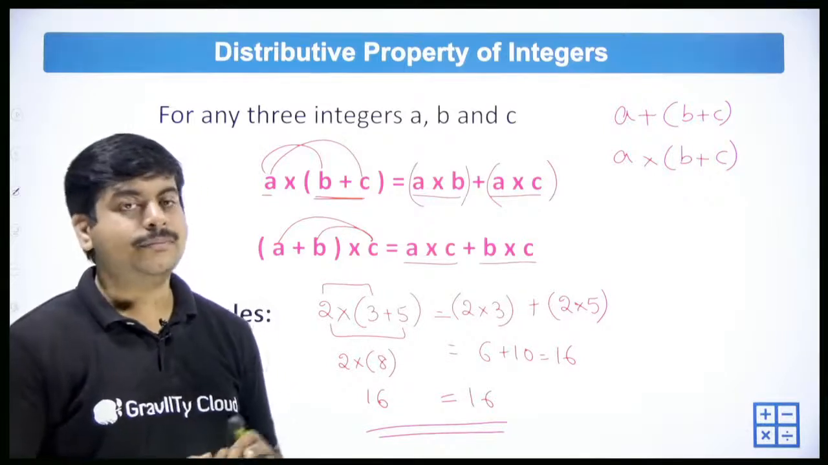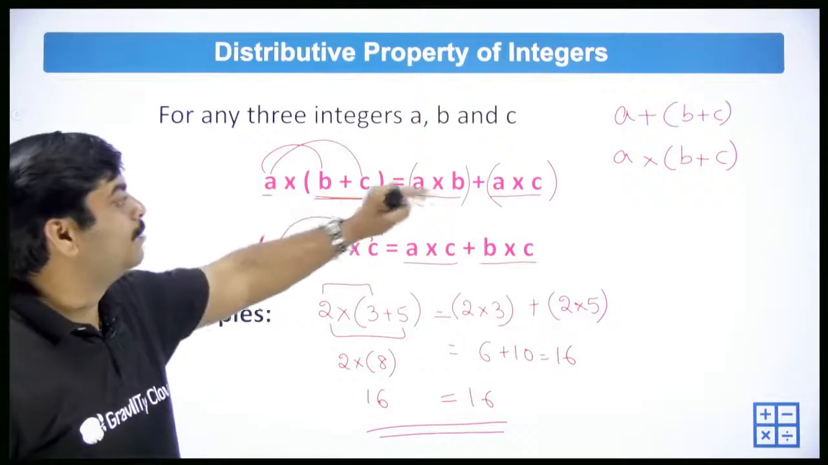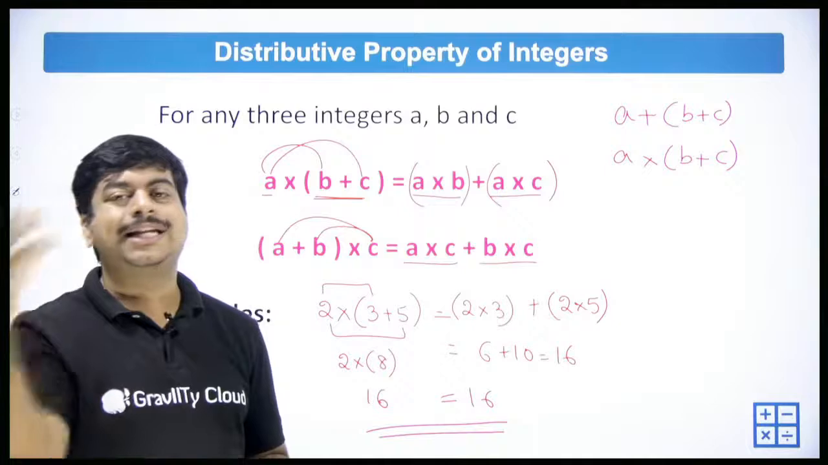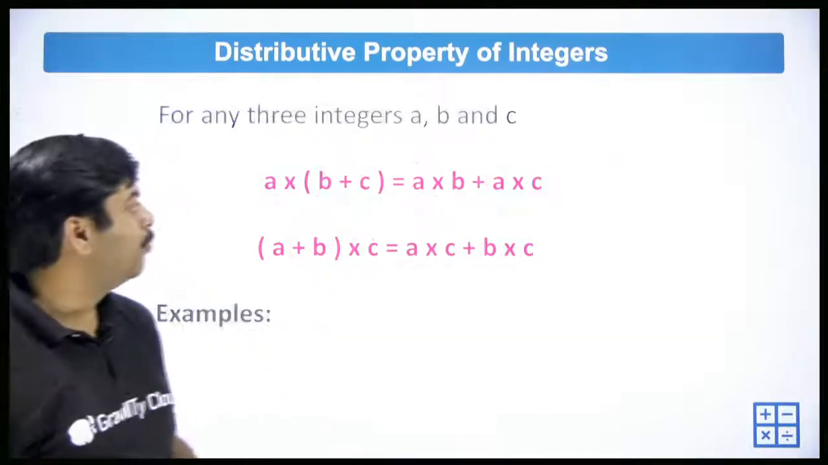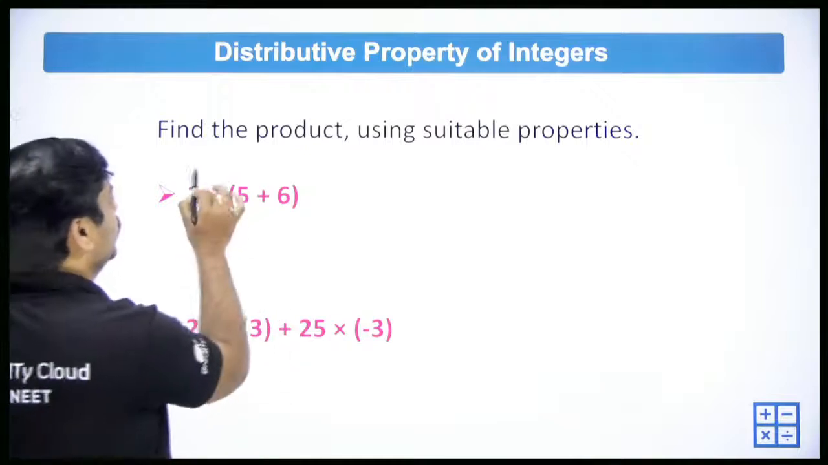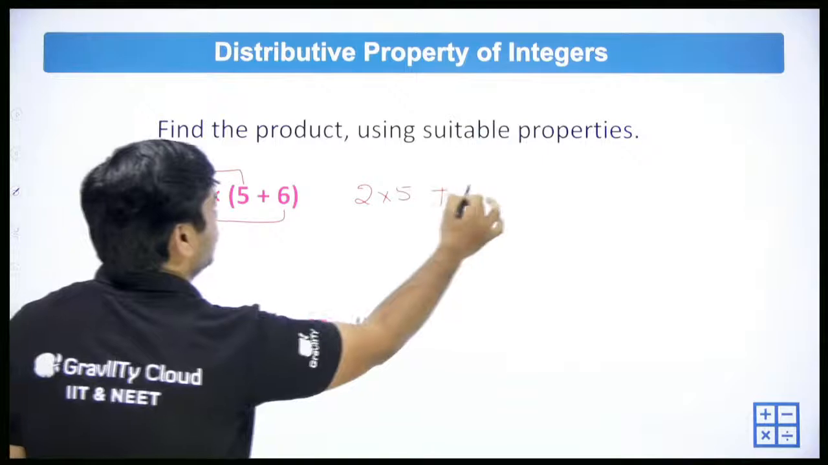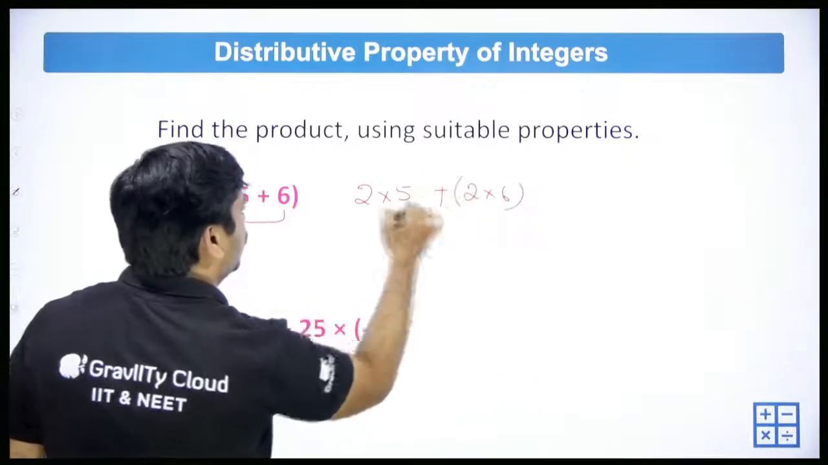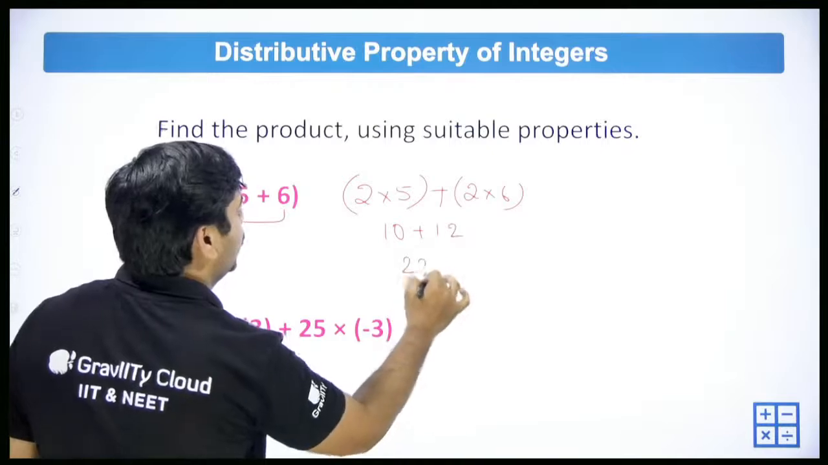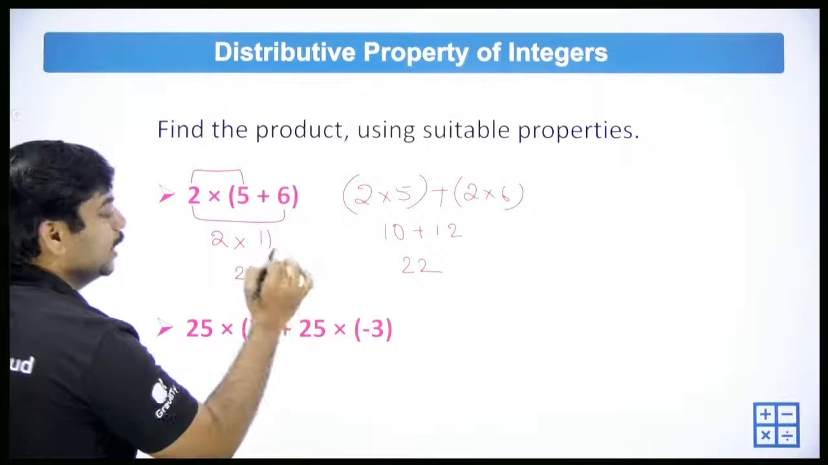Understand? Okay, so A into B plus C and A into B plus A into C, whichever number you are multiplying should be distributed to all the remaining numbers. Let me take one more example. 2 into 5 plus 6 is equal to 2 into 5 plus 2 into 6. So 2 into 5 is 10 plus 2 into 6 is 12. So that becomes 22. 5 plus 6 is 11, 2 into 11 is also 22, right?